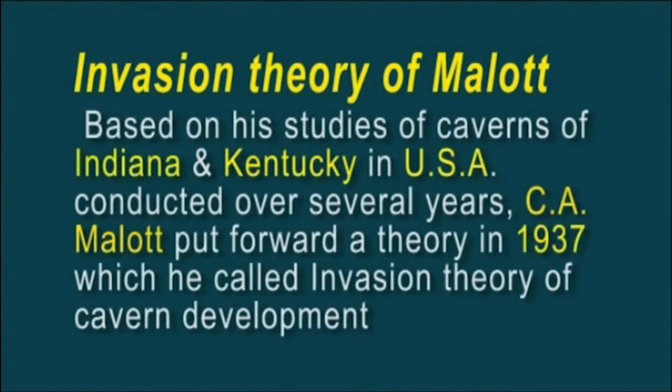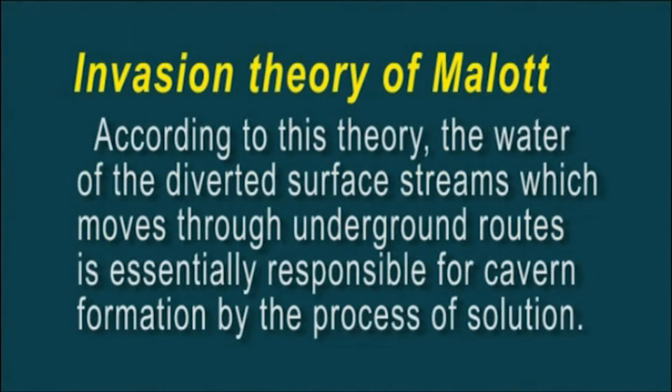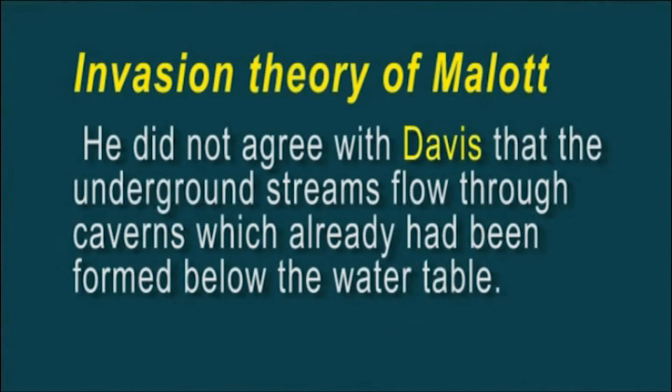According to Malott, based on his studies of caverns of Indiana and Kentucky in the USA, conducted over several years, C.A. Malott put forward a theory in 1937 which he called the invasion theory of cavern development. According to this theory, the water of the diverted surface streams which moves through underground routes is essentially responsible for cavern formation by the process of solution. He did not agree with Davis that the underground streams flow through caverns which already had been formed below the water table.